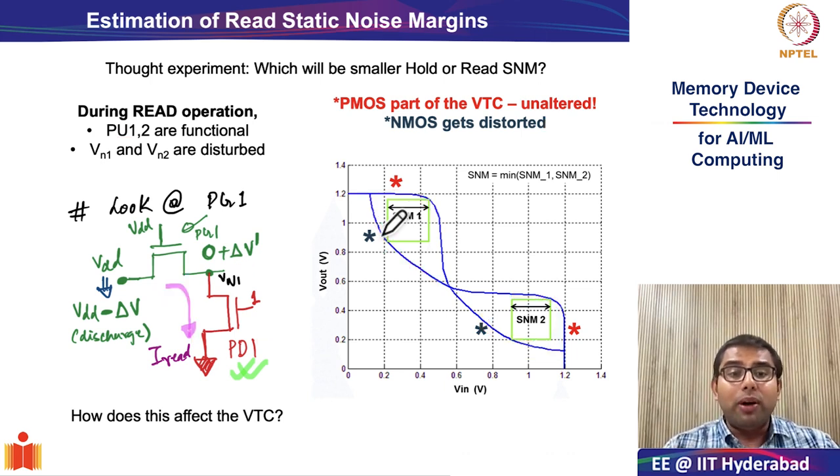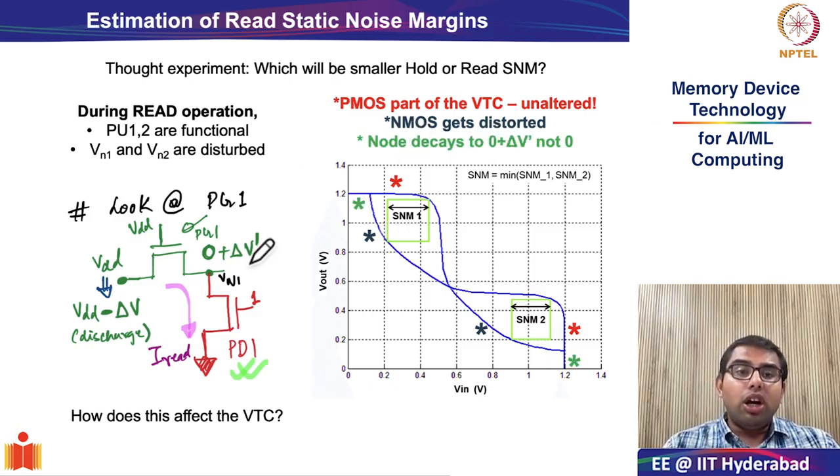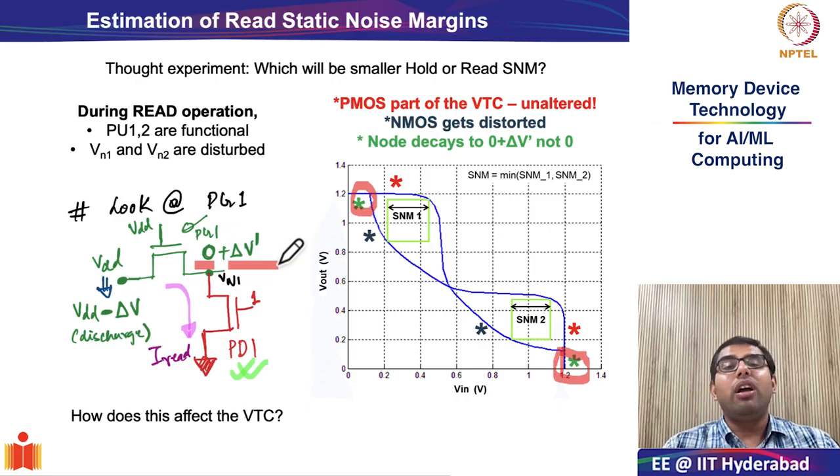Furthermore, it will be valuable to know that since the internal node VN1 never becomes 0, it is never completely 0, it is 0 plus delta V dash. We have to also account for that in the VTC characteristics, and as shown for both inverter 1 and inverter 2, a pure value of 0 is never achieved in the VTC characteristics, because this delta V dash will always remain as a disturbance to the internal nodes.